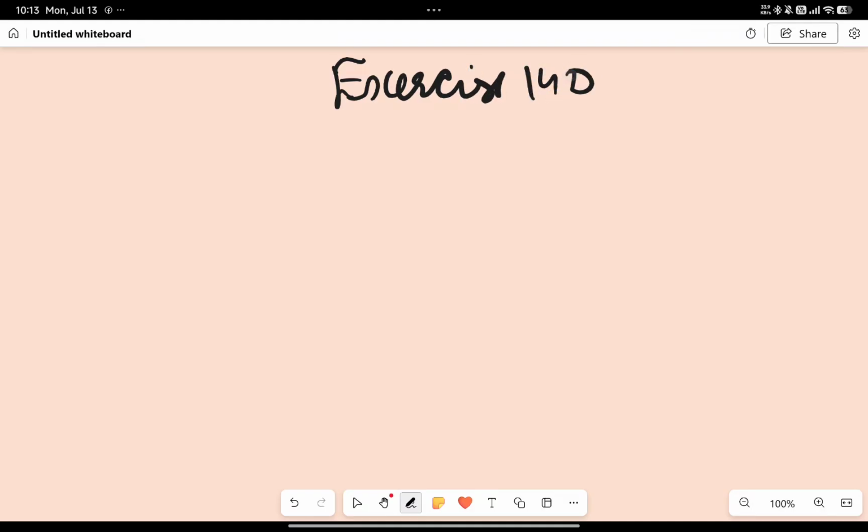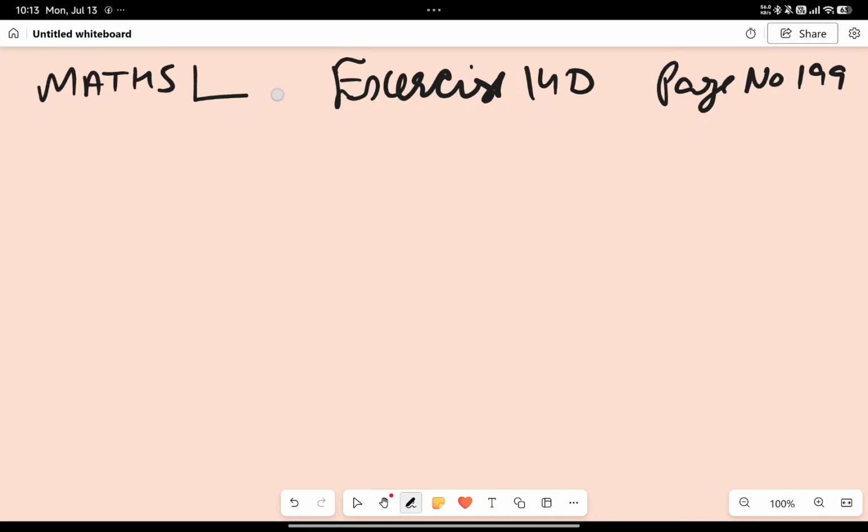Exercise 14D, page number 199, maths. Question number 1 is an MCQ type question.